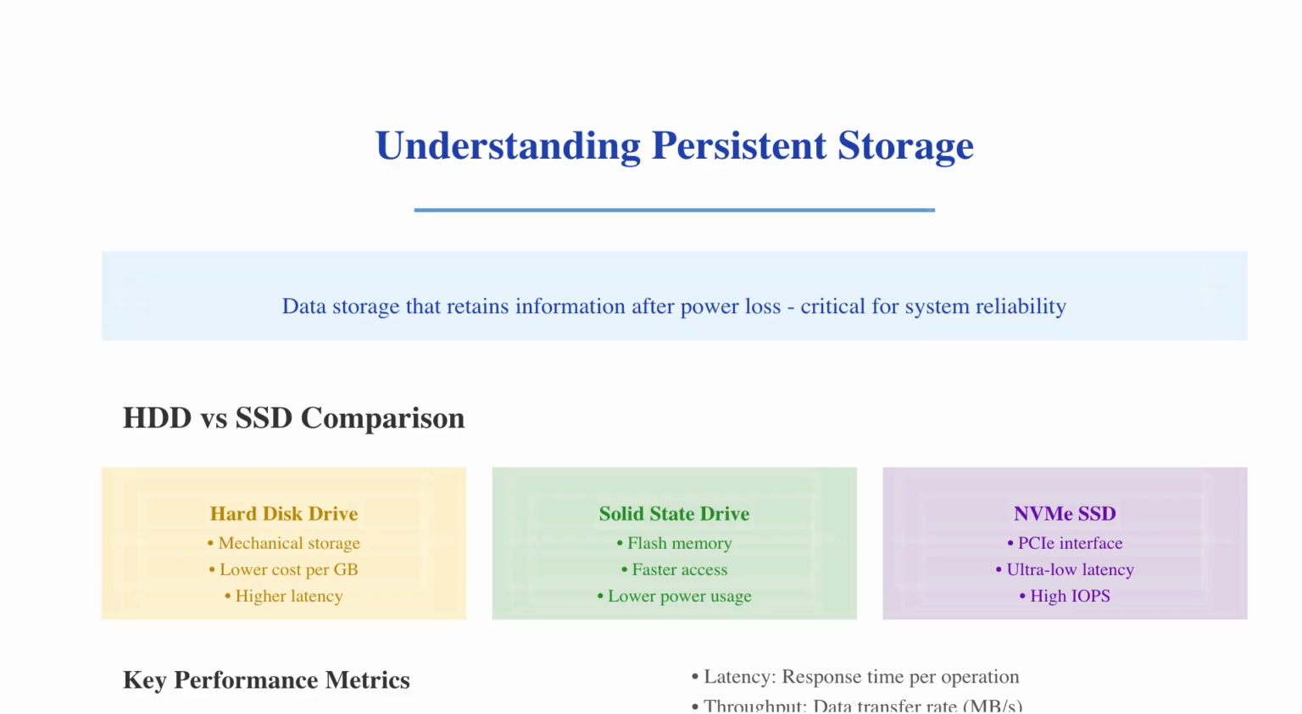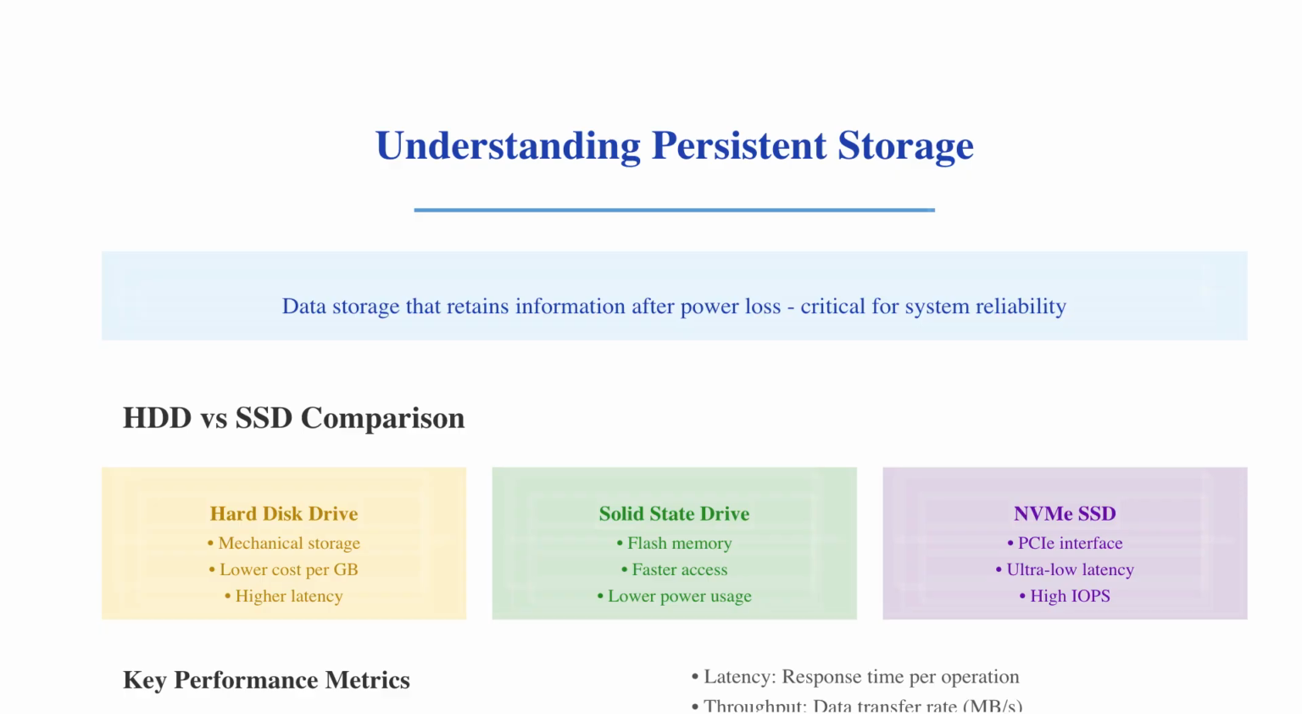Now let's examine the two primary types of persistent storage devices that you'll encounter in modern systems: hard disk drives and solid-state drives. Hard disk drives, or HDDs, use mechanical components with spinning disks and moving read-write heads. They offer high capacity at a lower cost per gigabyte, making them excellent for bulk storage. However, their mechanical nature means slower access times and higher power consumption.